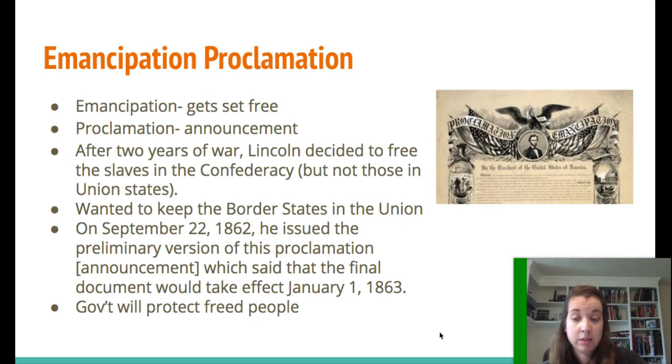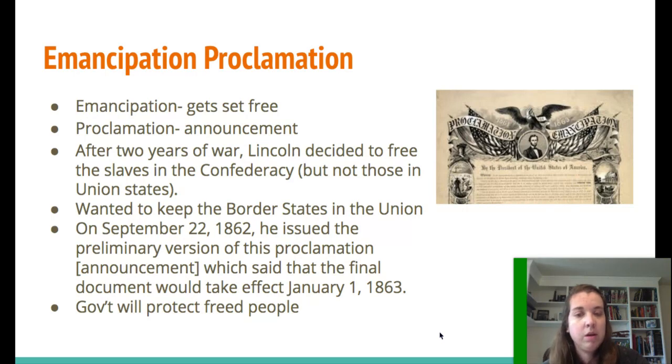Now, a part of this would also mean that the U.S. government would now protect anyone who came over. So, no more of this bounty hunter nonsense. You make it to the freedom territory, you are indeed free at last. So, this was a huge thing that Lincoln gave them a choice. He could have just said, no, I want them all freed.